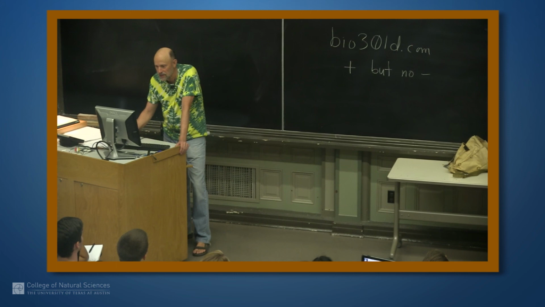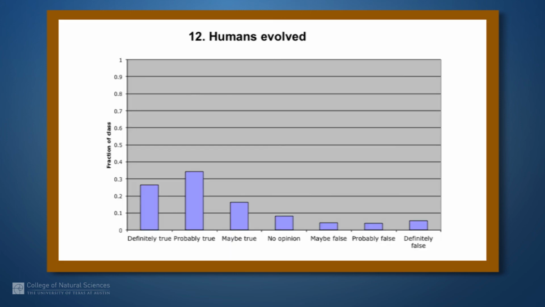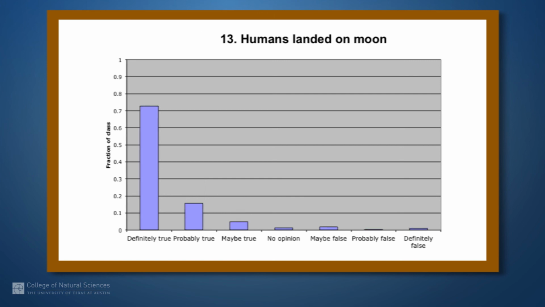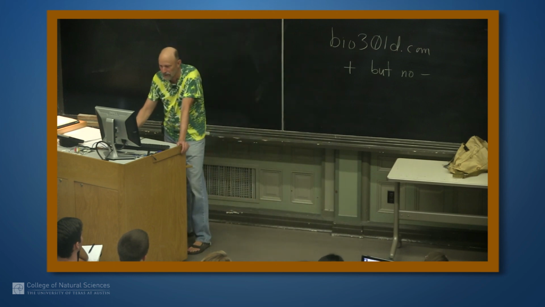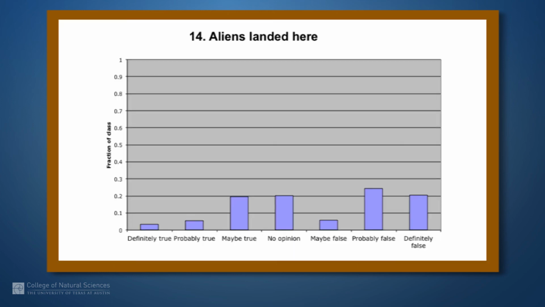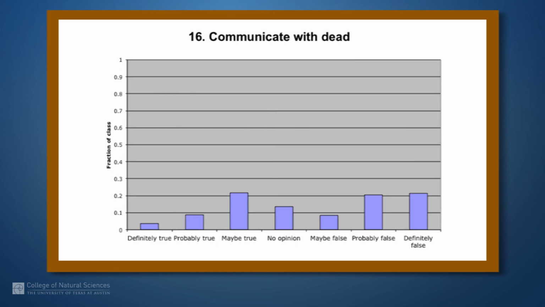Okay, so still consensus. We're coming back to that one. Humans evolved. I suspect that's actually been changing over the years, but I don't really care. Humans on the moon, that was much more topical 40 years ago when we actually watched the TV on it. Aliens, so there are quite a few people willing to believe it is possible. Now we're getting into things like communicate with the dead, the substantial fraction willing to entertain it.